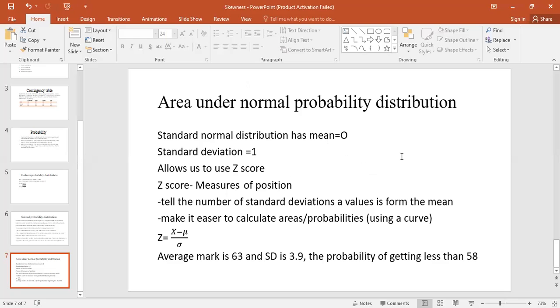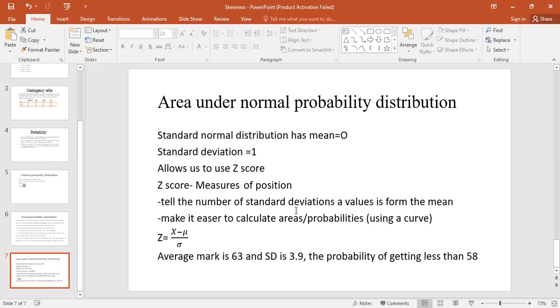The z-score measures position, the number of standard deviations a value is from the mean. That means it measures the position by the number of standard deviations a value is from the mean. It makes it easier to calculate areas or probabilities using a curve.